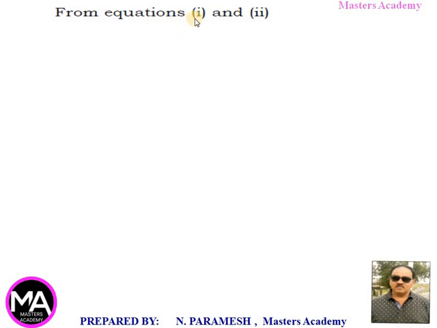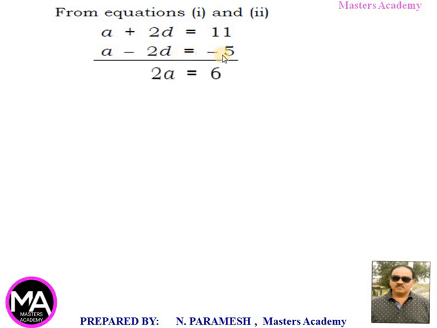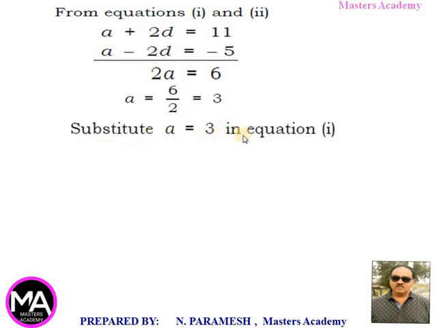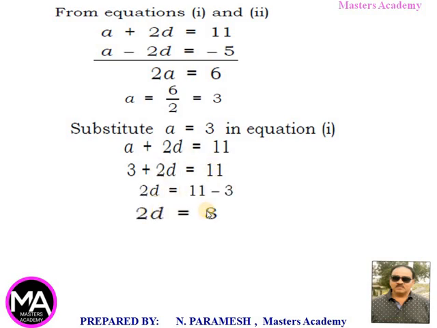From equations 1 and 2, a plus 2d is equal to 11, a minus 2d is equal to minus 5. Plus 2d minus 2d get cancelled. 1a plus 1a, 2a is equal to 11 minus 5 is 6. Therefore, a is equal to 6 by 2, that is equal to 3. Substitute a is equal to 3 in equation 1. a plus 2d is equal to 11. a is 3 plus 2d is equal to 11. 2d is equal to 11 minus 3. 2d is equal to 8. d is equal to 8 by 2 is 4.